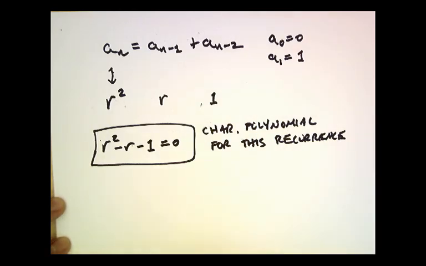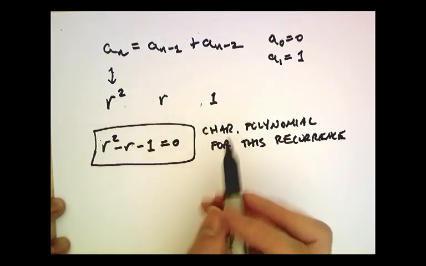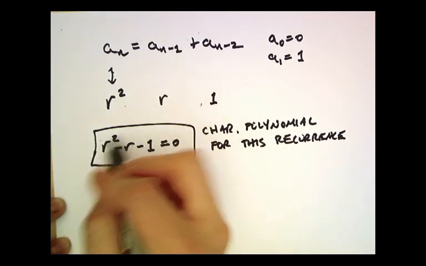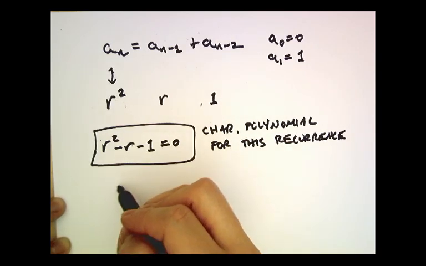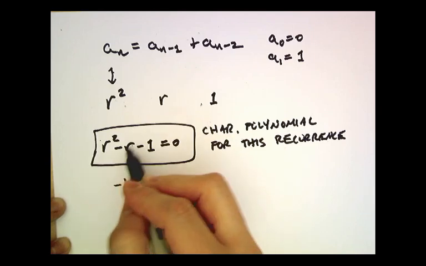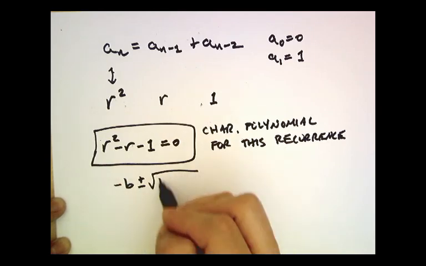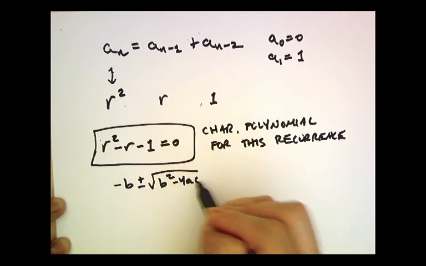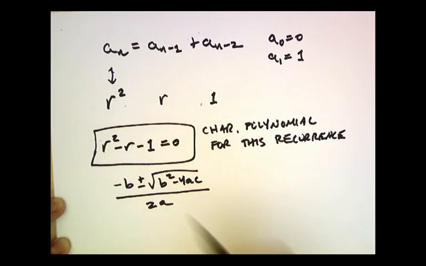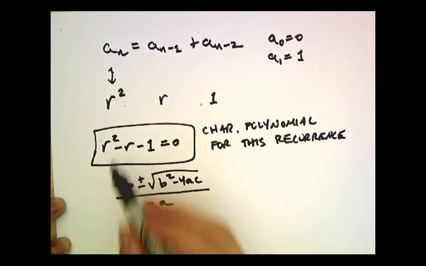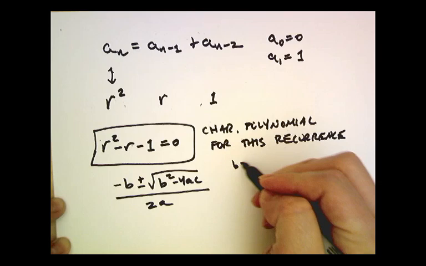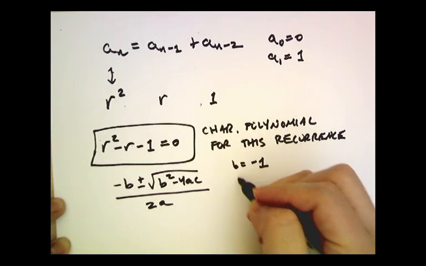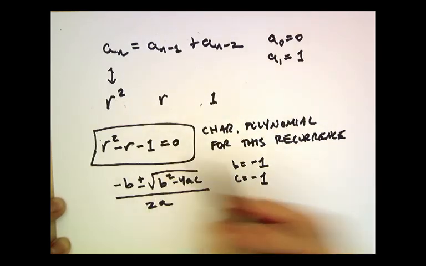Now we're going to solve for r. How do we solve for r? We use the quadratic formula. So what is the quadratic formula? It says that all the roots to this equation are the opposite of b, where b is the coefficient here, plus or minus the square root of b squared minus 4ac, over 2a. So what is b here? B is minus 1. C is minus 1, and A is 1.